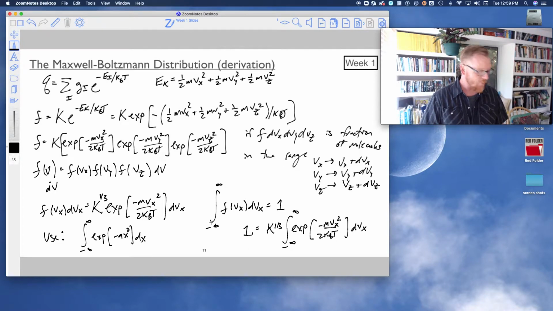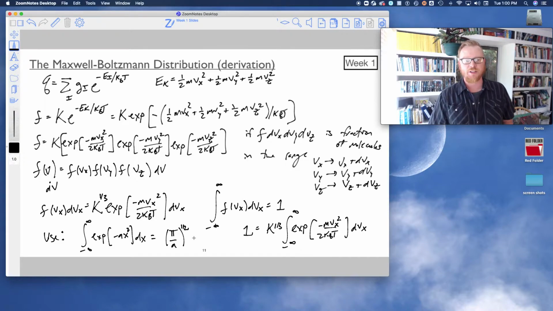Then this has a very simple form, and so the solution to this integral is pi over the constant a, to the 1/2, so the square root. So now we can very simply solve this integral by just substituting what we have for a, and I'll go ahead and do that on the next slide. So keep that in mind.